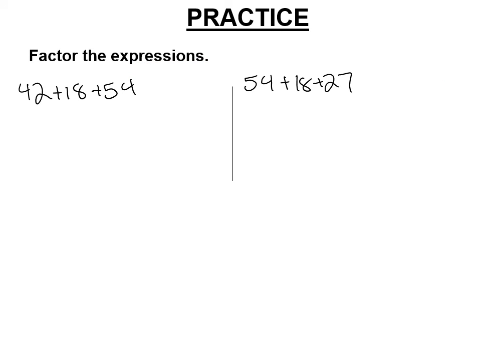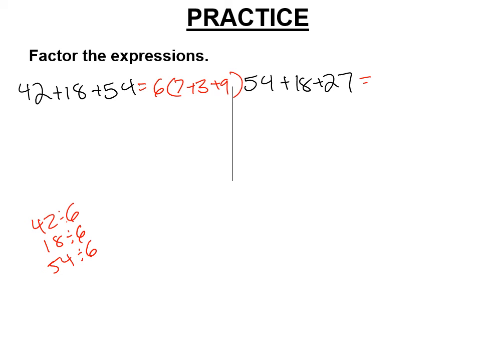All right, so what number goes into 42, 18, and 54? This one's considerably harder. But think about it, all right? What's the only number that divides into all of those? They're all on what times table? I think they're all on the 6 times table, right? That's the greatest common divisor. Let's see. 6 goes into 42, 7. 6 goes into 18, 3. 6 goes into 54, 9. Factored. Let's try the next one.